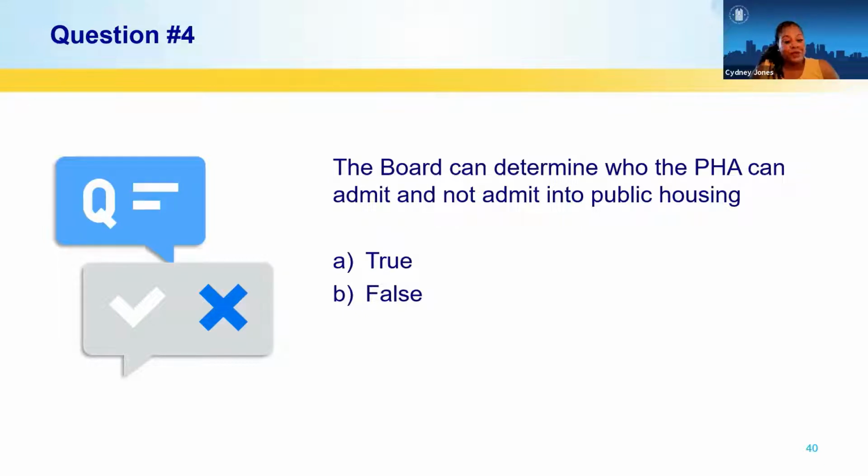Well, hopefully you said false. As we've been discussing, your admissions and occupancy policies, your ACOP, will determine your preferences on the waiting list and how applicants are screened and the criminal restrictions that are applying to your housing authority. So it is not the board who determines who can come into public housing, but rather your policies.